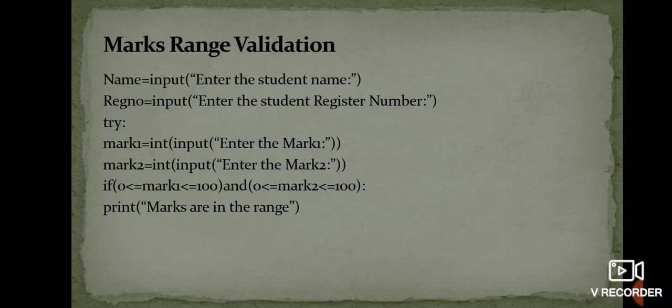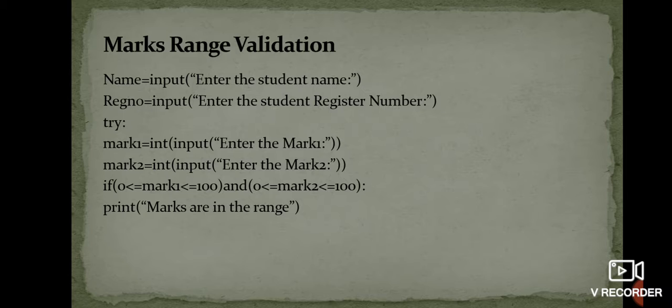I am saving it in the variable name equal to input, "Enter the student name." Next, I am asking the register number and saving it in the register number variable: register number equal to input, "Enter the student register number." Here we are in the 5th unit. So to handle the exception, I am using a try except block, because if any error arises in between the program, it will handle the exception.